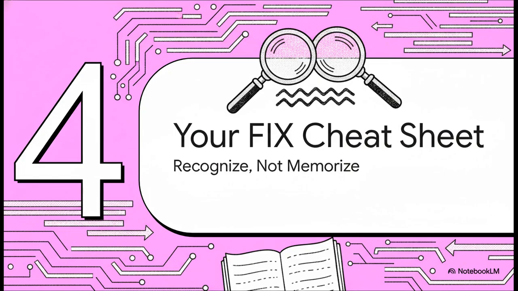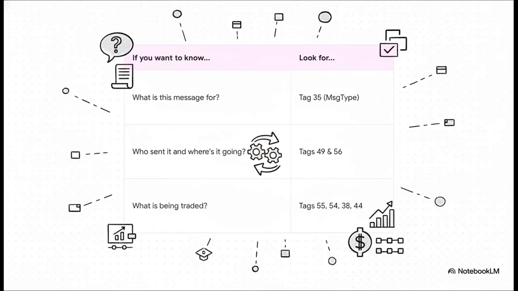So let's wrap this up into a handy little cheat sheet. Again, the goal here isn't memorization. It's about having a quick reference for recognizing patterns when you're staring at a log file. Honestly, the best way to read logs is to just know which questions to ask. If you're wondering, what is this message even for, you immediately scan for tag 35. If you need to know who sent this and where it was going, you look for tags 49 and 56. And for the nitty-gritty trade details, you're just looking for the symbol, side, quantity, and price. It's all about knowing where to look to find the answer.